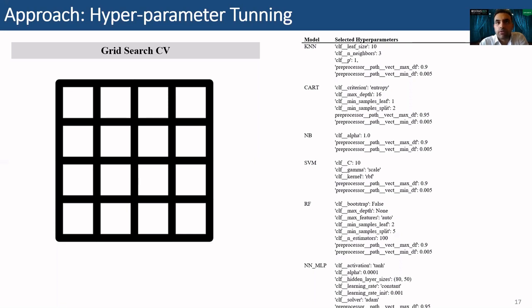For neural networks, MLP, the activation is tanh, alpha is 0.001. The hidden layer sizes used is 80 by 50, and learning rate is constant. Learning rate initialization is 0.001. The solver is Adam, and that's it basically. These are the selected hyperparameters in our experiment.